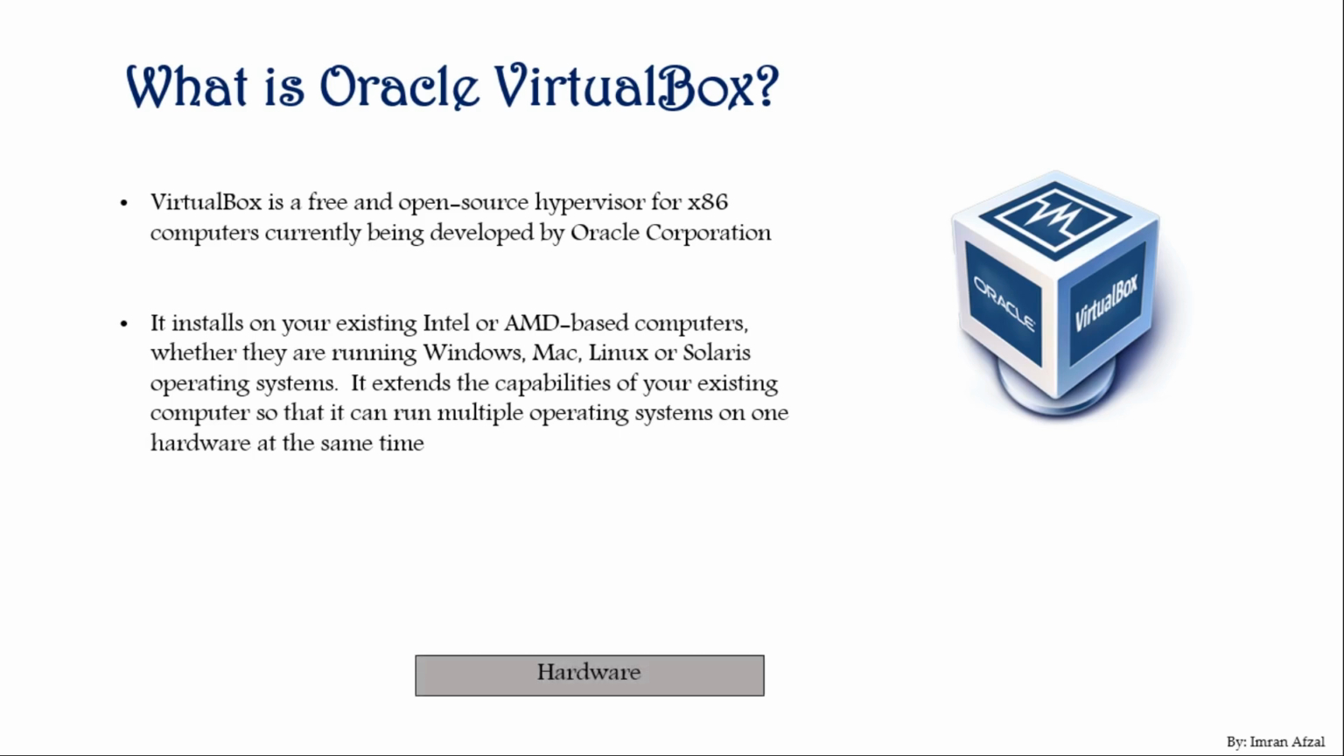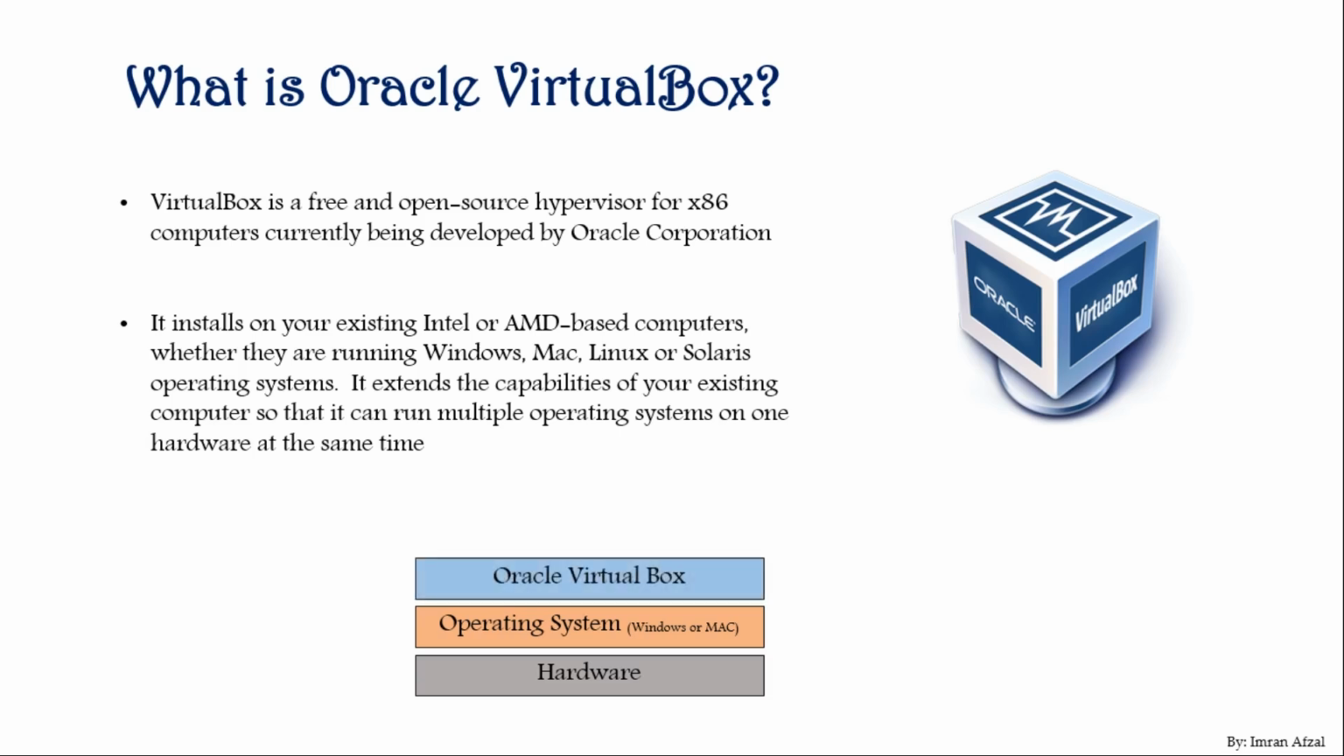So you have the hardware layer, and then on top of it you install the operating system. Of course, it could be any one you have, that is Windows or Mac, and then you install Oracle VirtualBox. It's just a program, a software that you install on your machine like any other software. Once you have installed Oracle VirtualBox, then you could install Linux on it as a separate small version of operating system. You could have Windows on it, or you could have Mac on it. So this VirtualBox allows you to have multiple operating systems on the same hardware.